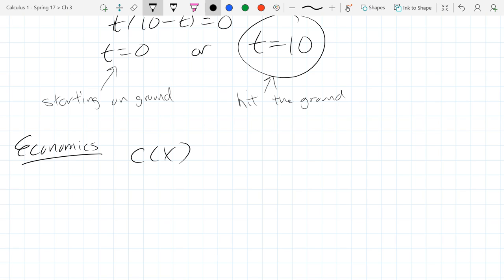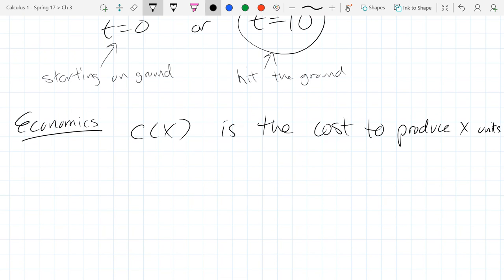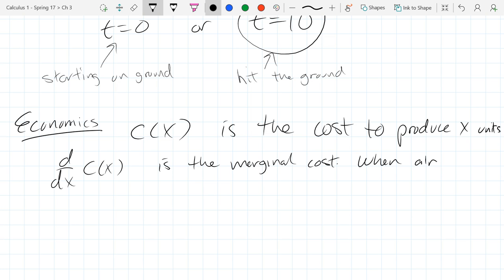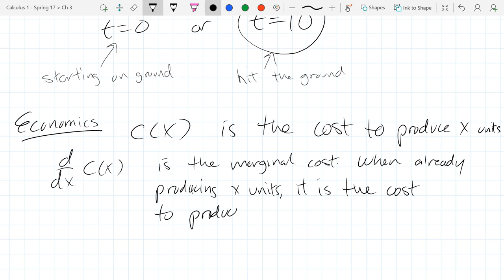So we have what's called a cost function. C of x is the cost to produce x units. And of course, we can take a derivative. And what does a derivative mean? This is called the marginal cost. And what that means is the change in the cost. In the economic sense, if you're already producing x, it's the cost to produce one more unit.